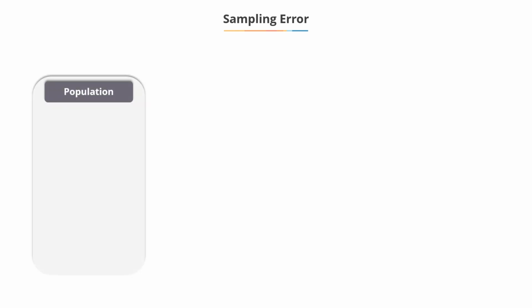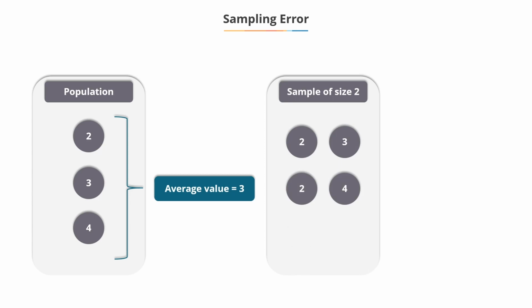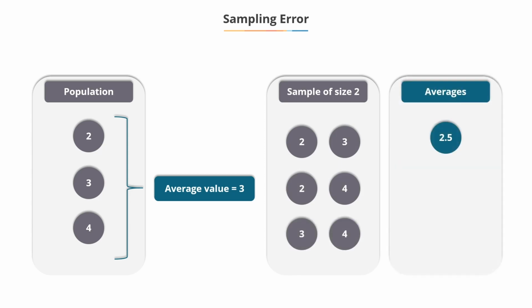Consider a population that comprises 3 units with associated numerical values 2, 3, and 4. The average value is 3. Consider various samples of size 2. These are (2, 3), (2, 4), and (3, 4). Their averages are 2.5, 3, and 3.5.